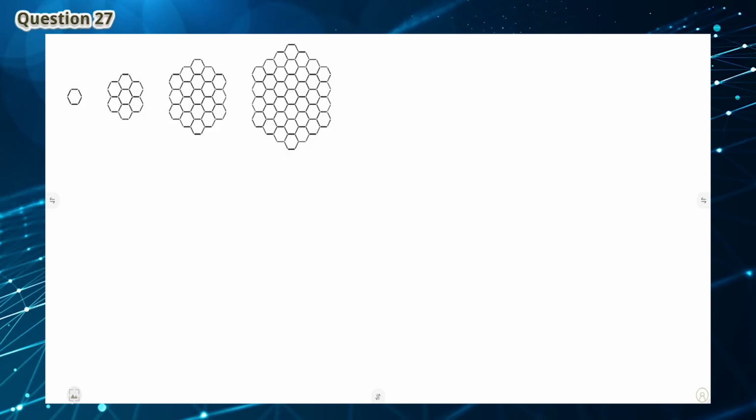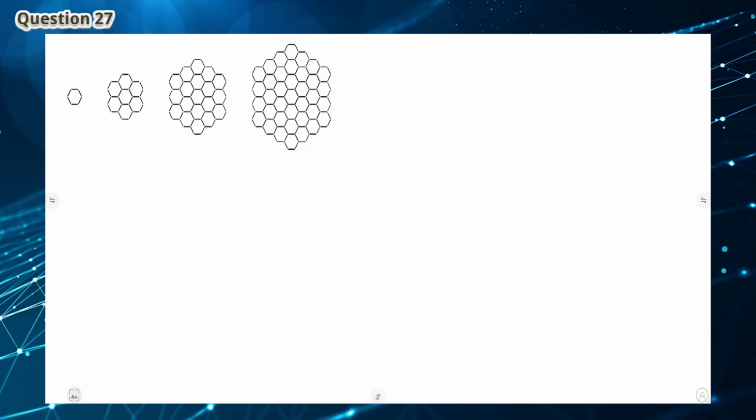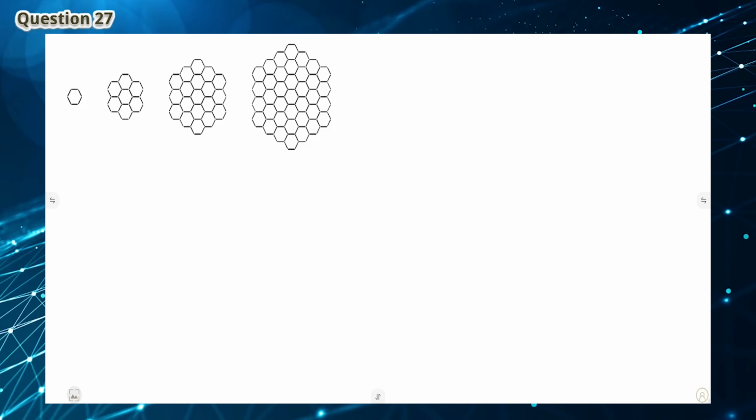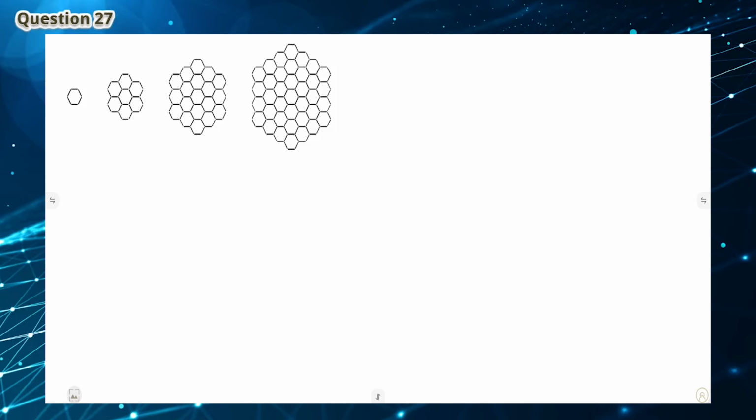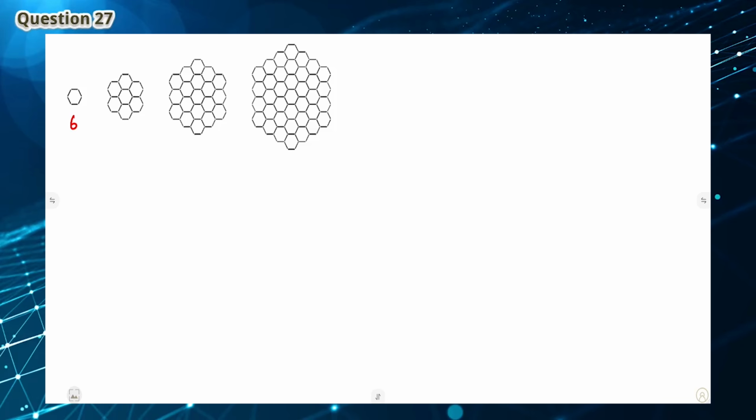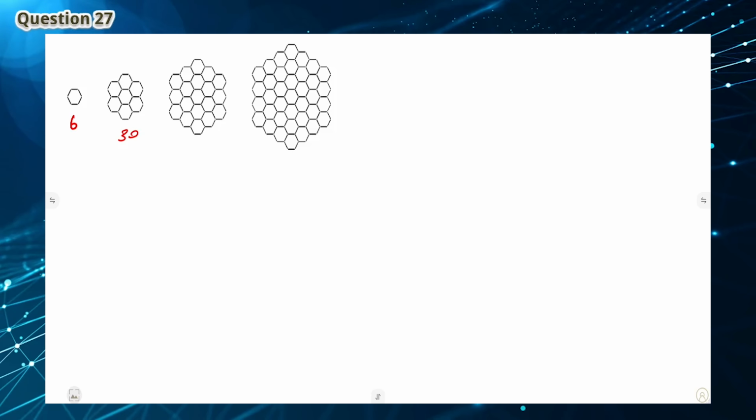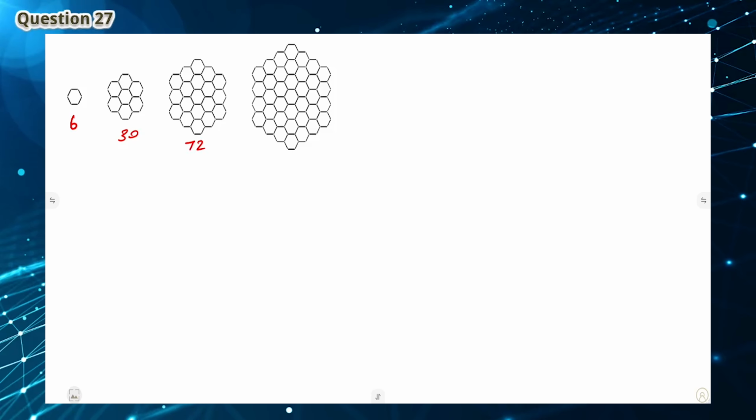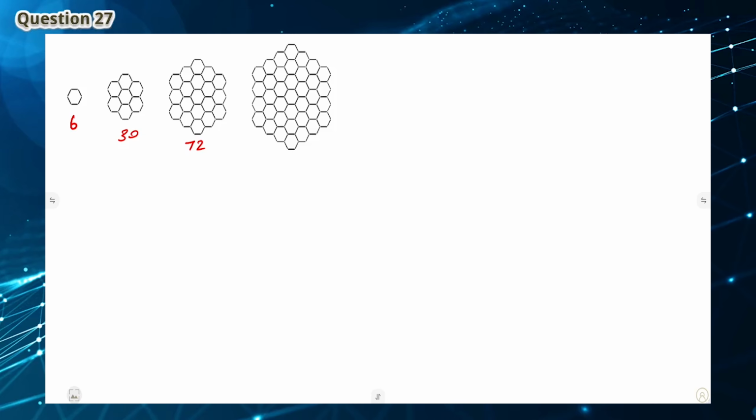To solve this question, first count the number of rods in each pattern. In the first pattern, there are 6 rods. In the next pattern, there are 30 rods. In the third, there are 72 rods. And in the last, there are 132 rods.